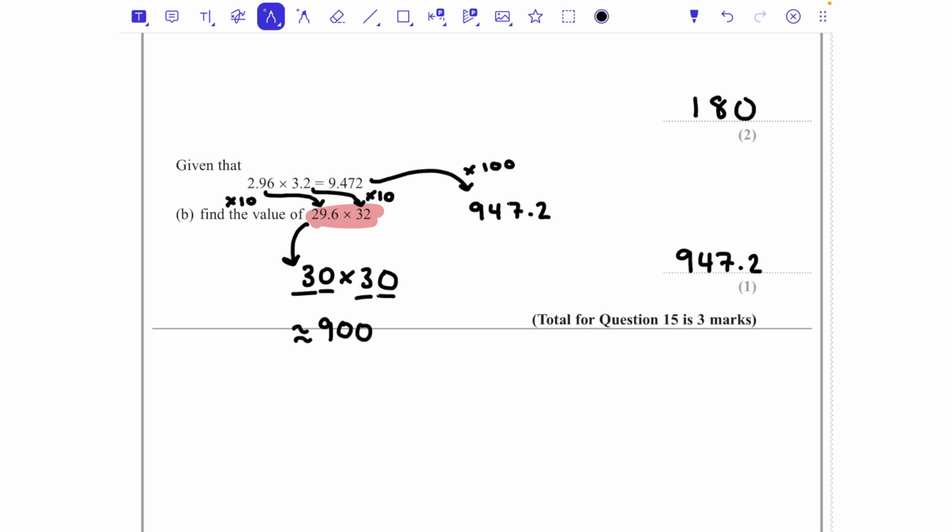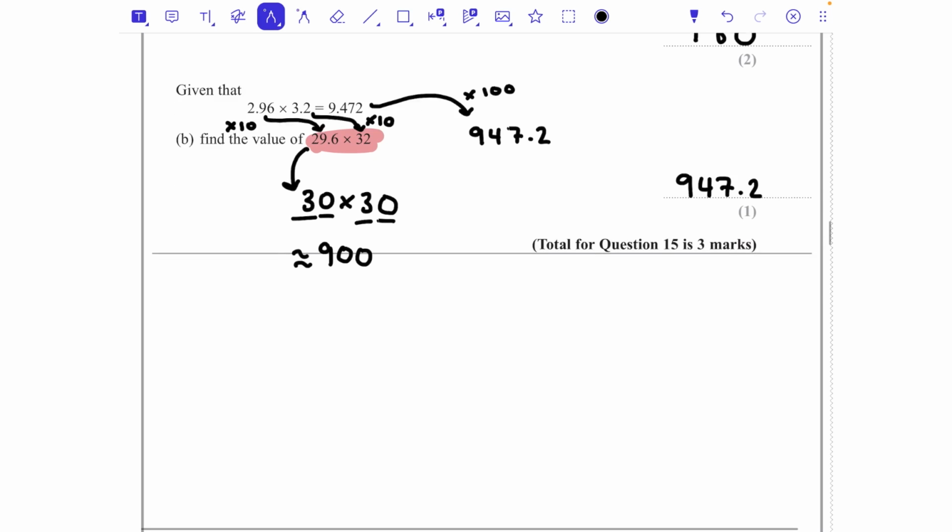So we're saying this needs to be roughly equal to 900. And 947.2 therefore makes sense. That's a sensible answer. It's not going to be 94, that's nowhere near, so we're happy that that answer makes sense, and that would be the correct answer for that mark.